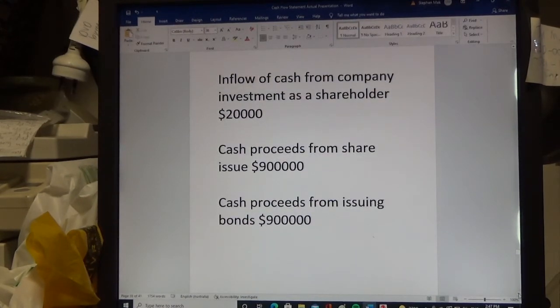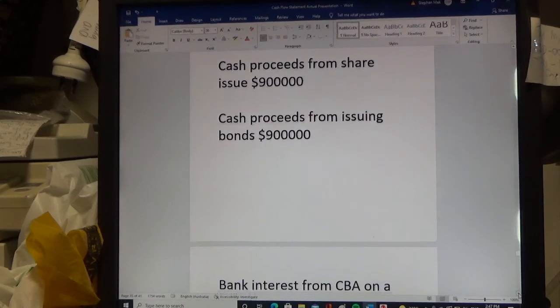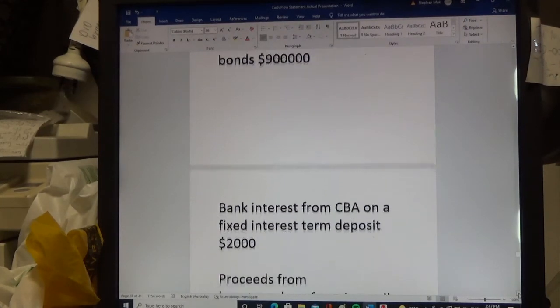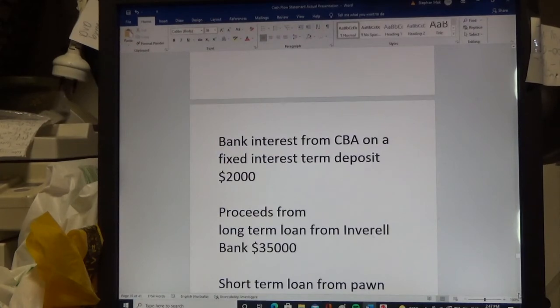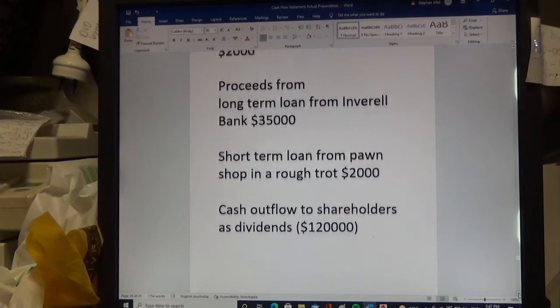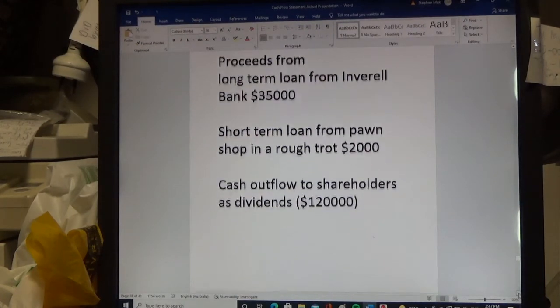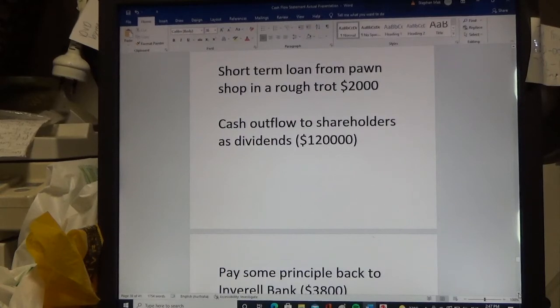Cash proceeds from share issue. New share issue is a positive cash flow. So is bonds between the company and the bondholder. Bank interest from CommBank for a fixed interest term deposit. Proceeds from a long-term loan with fictitious Indrail Bank. Also a positive cash flow movement. A short-term loan from the local pawn shop. Also listed in positive cash flow in financing category.